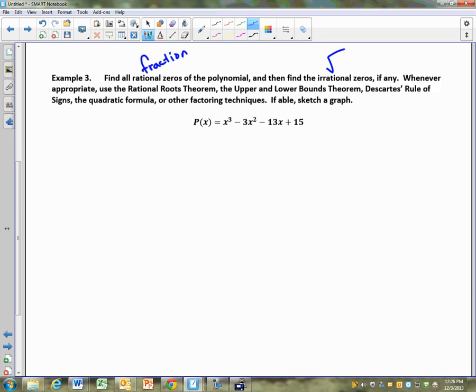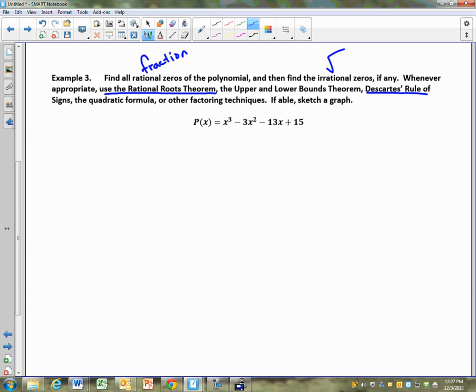Whenever appropriate, use the rational roots theorem. We will do that. That's something you want to list on your work. Upper and lower bounds theorem, you will not do that for your assignment. I will talk about that today, but you won't apply it. The extent of your learning for the upper and lower bounds theorem is the extent of what you learned yesterday in your assignment. As long as you do that, you're fine.